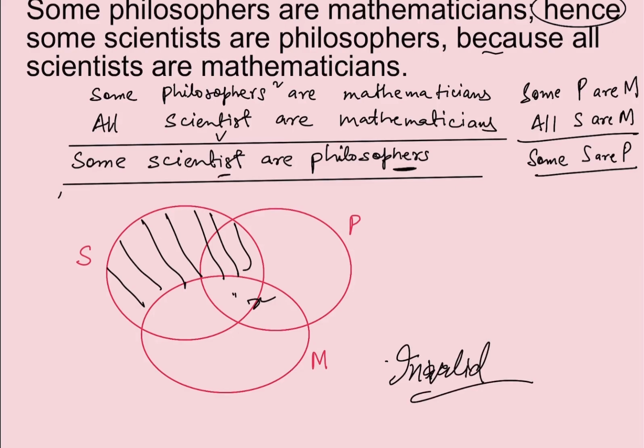So again you know why it is invalid because X का position should be here in case of some S are P, but we are not sure. So यहाँ पे X position डाल दिया. So it is invalid syllogism.